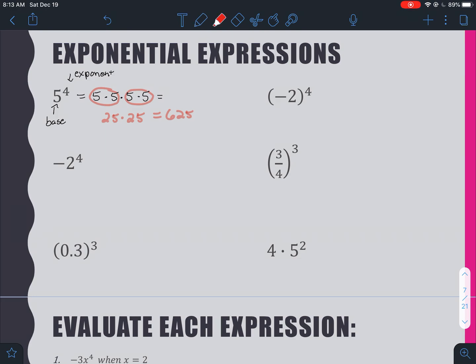Negative 2 to the 4th, remember on these you need to be careful. If the base is not in parentheses, you need to follow order of operations. So this means the opposite of 2 to the 4th. So you're going to do 2 to the 4th first, and then you're going to do the opposite of that. So it'll be negative, and then it'll be 2 times 2 times 2 times 2. And 2 times 2 is 4, and 2 times 2 is 4, and 4 times 4 is 16. So this is going to be the opposite of 16, or negative 16.